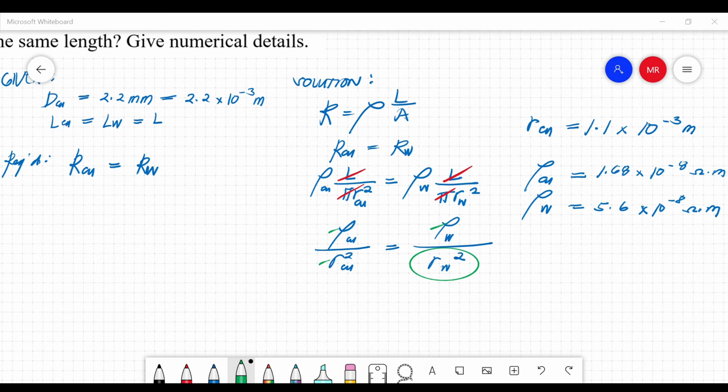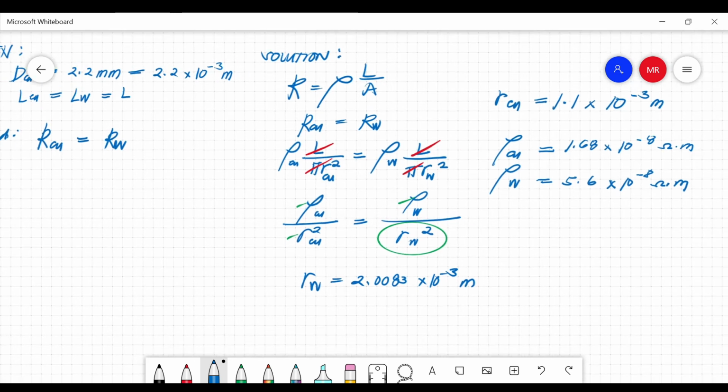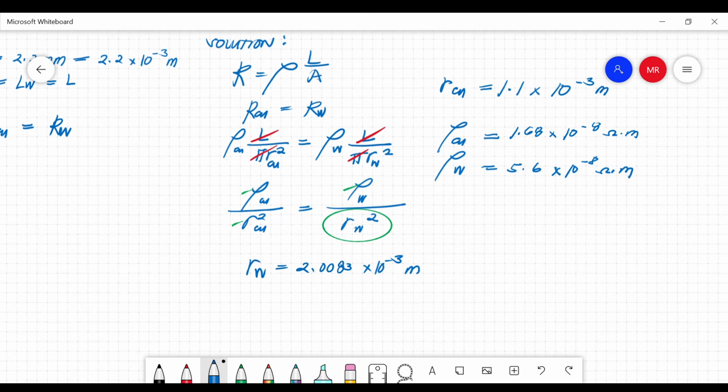Okay, the value would be 2.0083 times 10 raised to negative 3. So this will be the value; this RW is our X in the calculator. So the radius of tungsten is 2.0083 times 10 raised to negative 3 meters. Okay, so this is for the radius of tungsten.